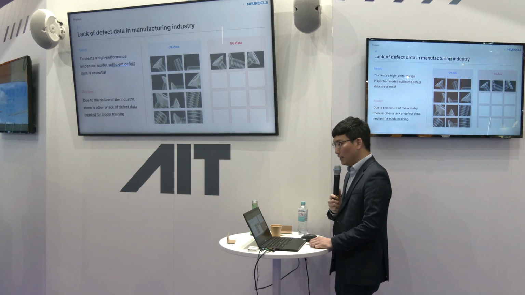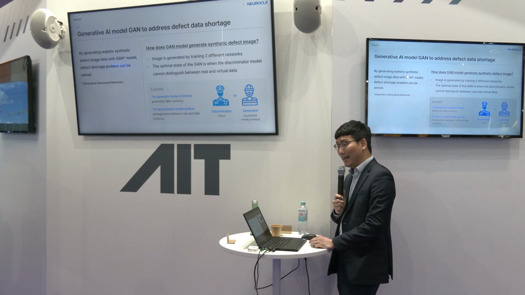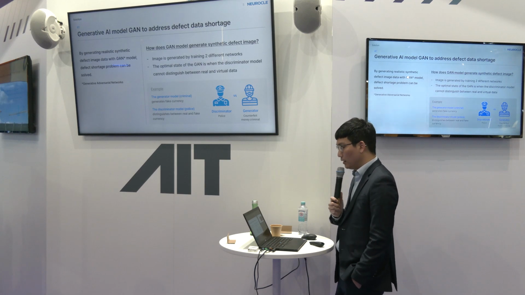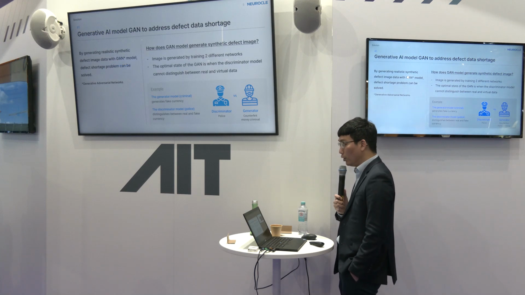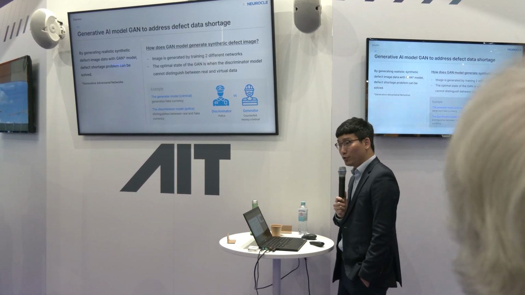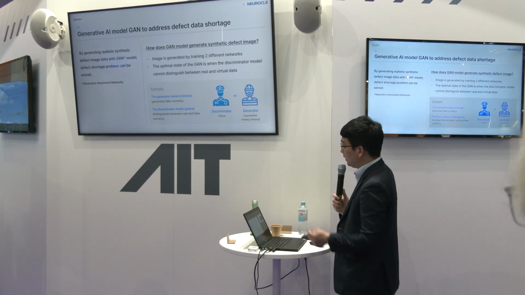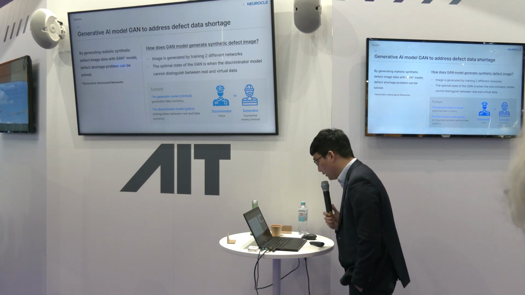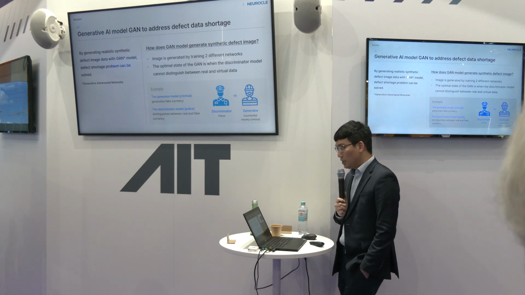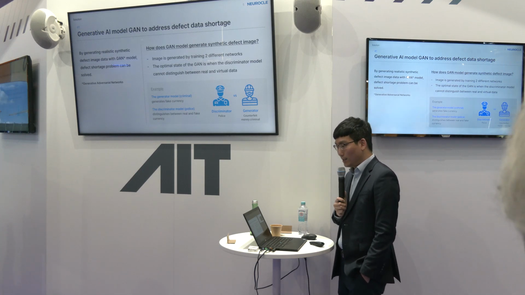As I mentioned, on the manufacturing side we are lacking defect data. This is a big problem. To solve it, we introduced the GAN model, generative adversarial network. In a GAN model, we have two models. One is the generator, and the other is the discriminator. Here we compare them to the police and counterfeit money criminals. The generator will generate new data, and the discriminator will discriminate whether it is real or fake.